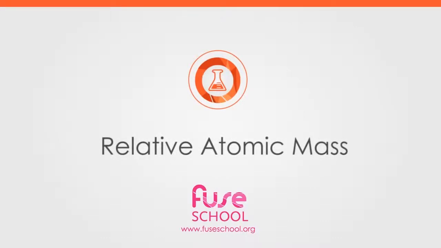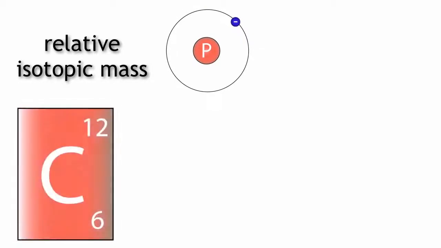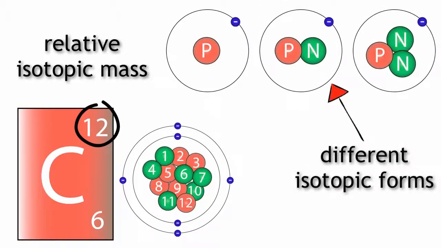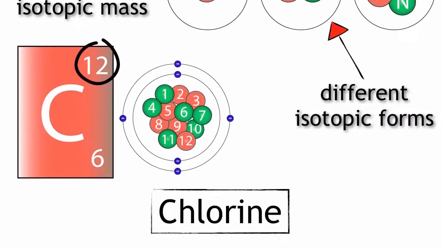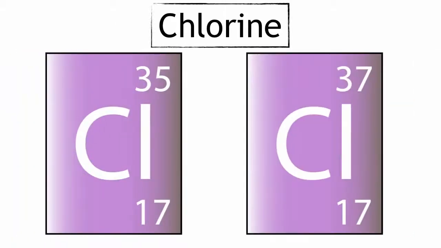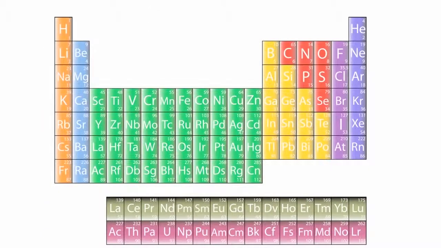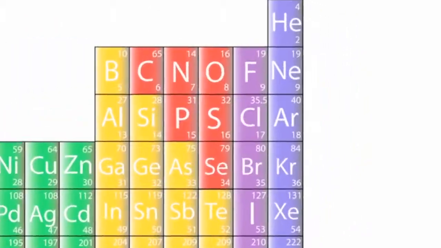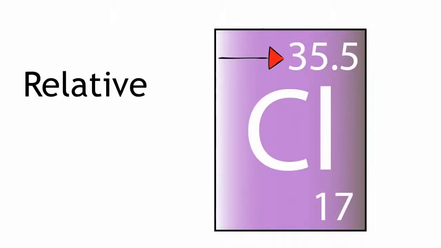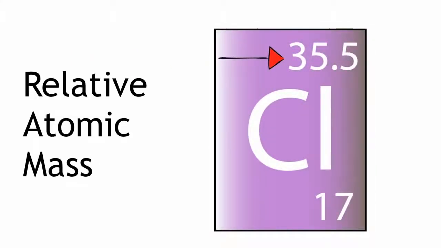The relative isotopic mass is the mass of an element in relation to carbon-12. The reason that this is the isotopic mass is because some elements have different isotopic forms. For example, chlorine can be found as chlorine-35 and chlorine-37. The isotopic mass is not the mass number which appears on the periodic table. The number seen on the periodic table is the relative atomic mass, or the Ar.